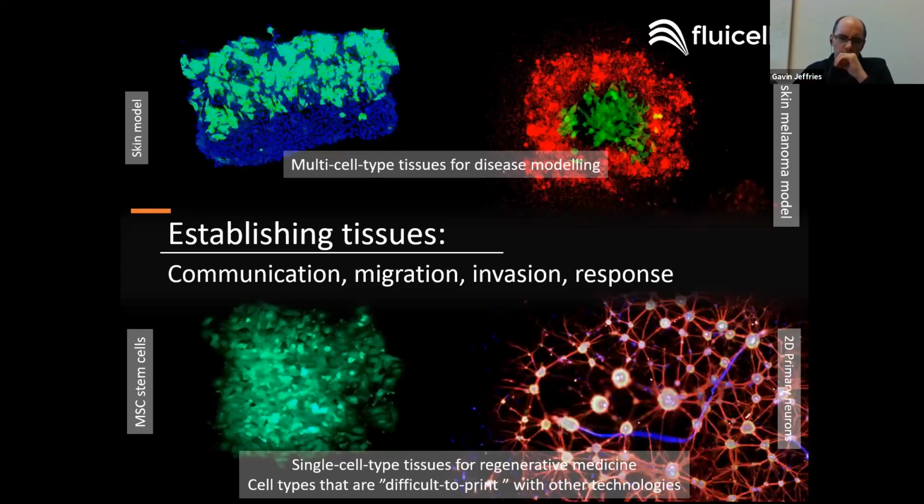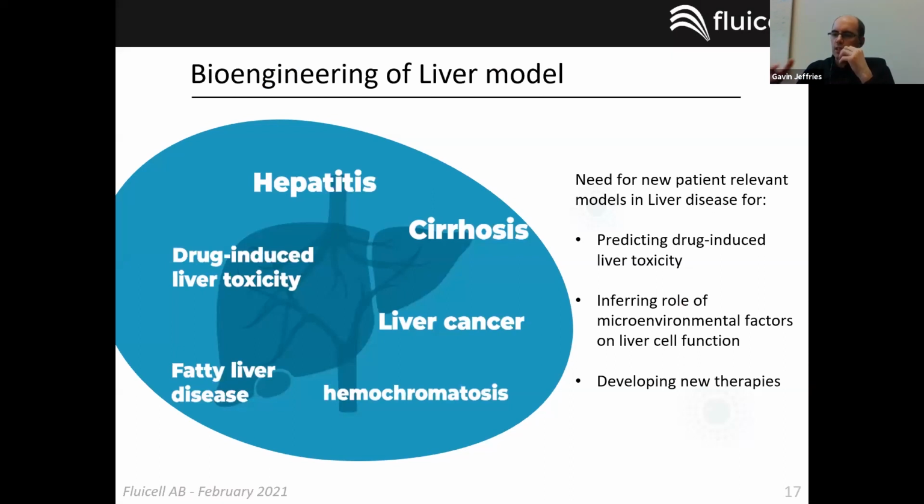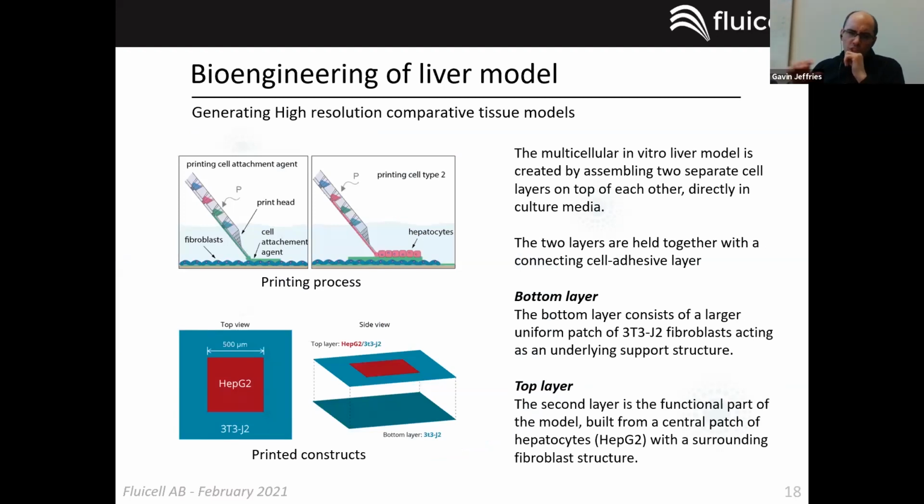So I would like to go next and finish on this application train with a specific example. As I touched on at the start, it's understood that we need new patient relevant models for various diseases, and particularly for looking at the prediction of drug activity, drug toxicity, but also for the establishment of new therapies, so we can actually have more targeted therapies towards individuals. So to achieve this, we patterned and assembled microtissues using our bioprinting approach, building up the tissues from individual cells.